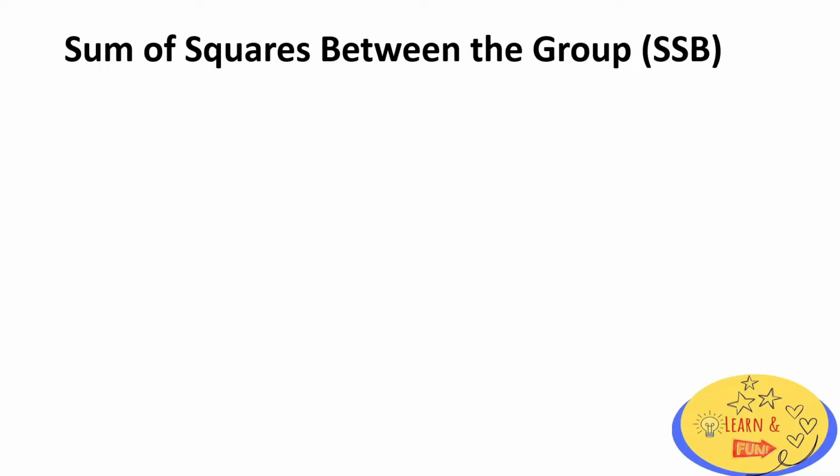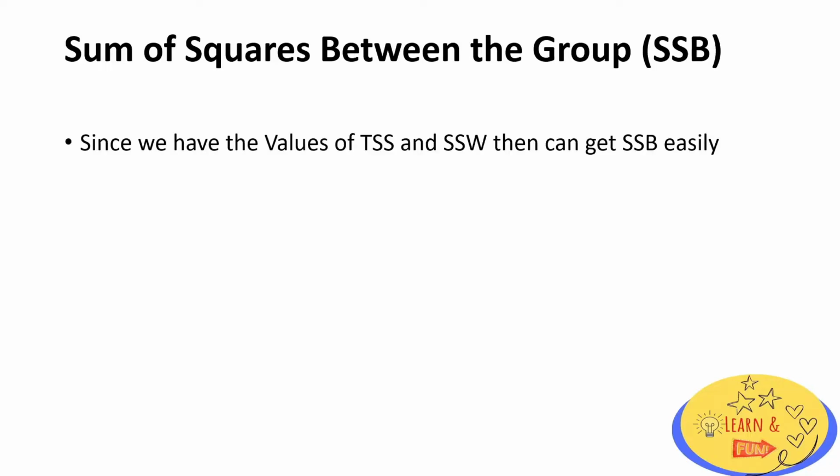Okay, so now the next step is to get the sum of squares between the groups. How do we get this information? This is very simple.